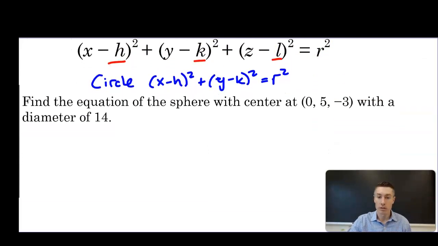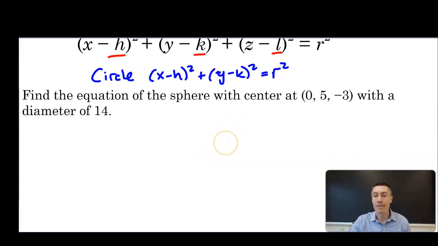So find the equation of the sphere with center at (0, 5, -3) with a diameter of 14. Another great moment to pause the video, try this on your own, and then play to see how you did. Okay, so hopefully you noticed if they gave you the diameter, the first thing you need is the radius. So in this case, that would be 7.